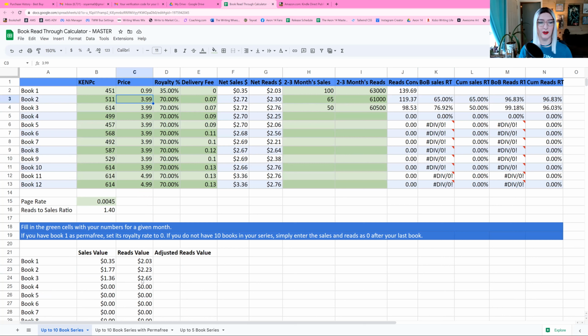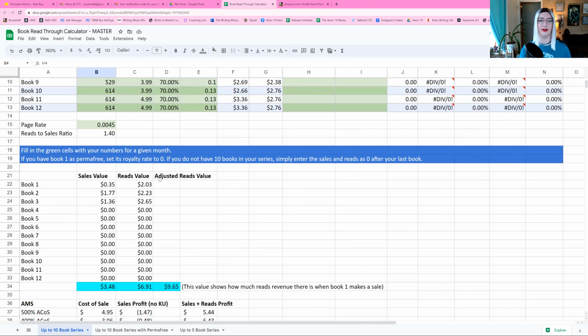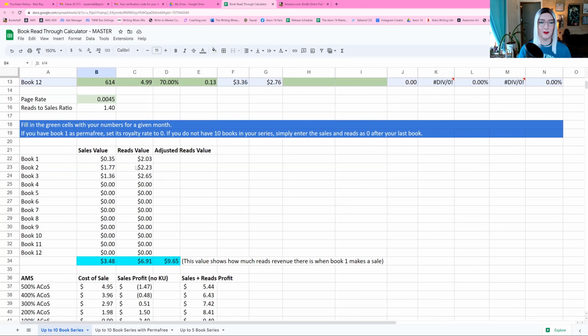And you might see weird things in the reads value, because, for example, wait, I make more money on book three than I do in the other ones. Well, that's because book three is longer in this example. And at the very end, it will say, every time you sell book one, you make $348 in read through sales, and you make $691 in reads value. And that means every time you sell book one, you're making $9.65 on average.